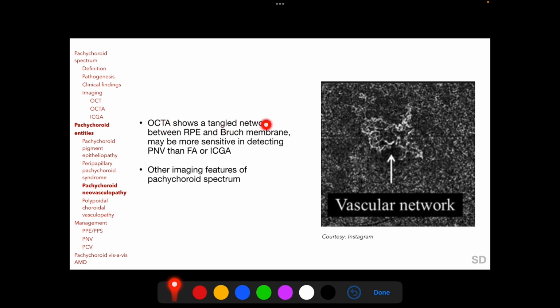OCTA shows a tangled network as seen here in this photograph between the retinal pigment epithelium and the Bruch membrane, and OCTA may be more sensitive in detecting macular neovascularization of PNV as compared to fluorescein angiography and indocyanine green angiography. Other imaging features of the pachychoroid spectrum, which we have discussed earlier, will also be found in eyes with pachychoroid neovasculopathy.